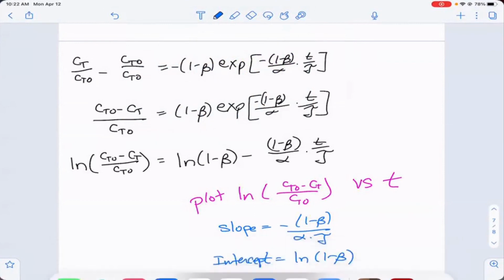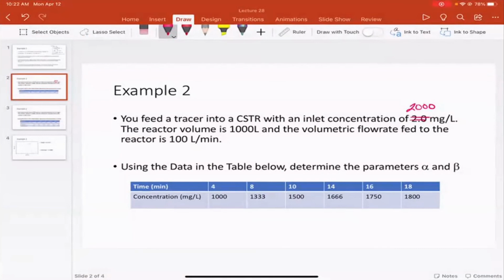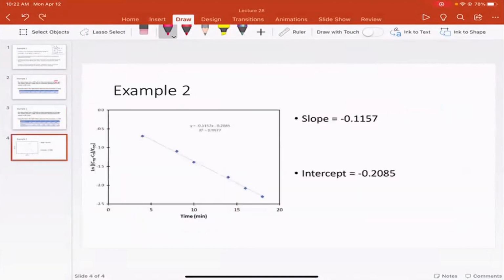Okay, so we started this example problem with our data, right? That we had the concentration as a function of time. So the first thing that I did after deriving this expression is to calculate CT0 minus CT over CT0, and then to just take the natural log. So now we have the natural log that we're looking for of that ratio, and we also have time in minutes. So I plotted those against one another, and as expected, got a straight line.